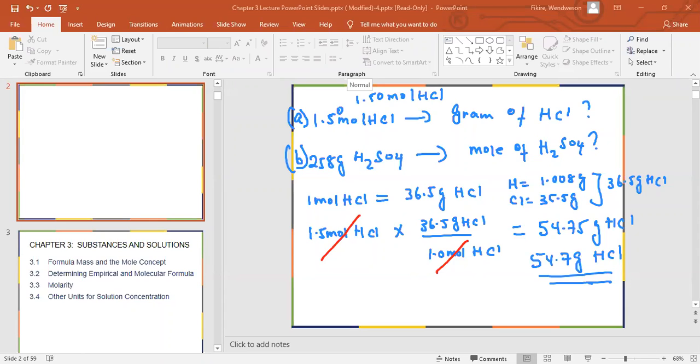As far as B is concerned, you have been given 258 grams of sulfuric acid, and you want to convert that into moles of sulfuric acid. Again, we need to calculate first what 1 mole of sulfuric acid equals. Can anyone tell me the molar mass of sulfuric acid, 1 mole of sulfuric acid?